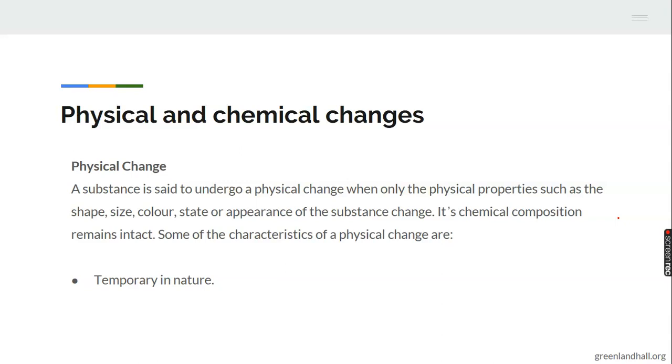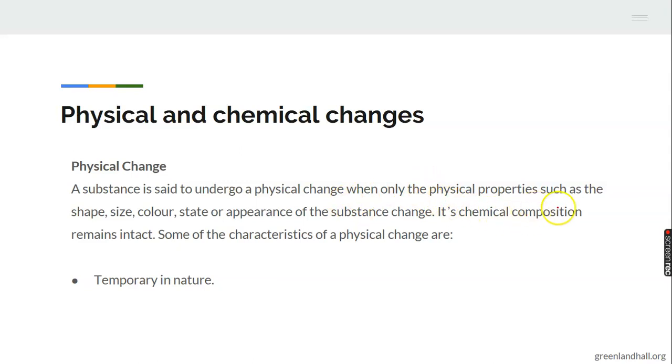When you talk of physical change, a substance is said to undergo a physical change when only physical properties such as shape, color, size, state or appearance of the substance change. For instance, you can only talk of physical change when the color of something changed, or the size changed, or the shape changes. You are talking of the physical, what you can see, the state of appearance and all that.